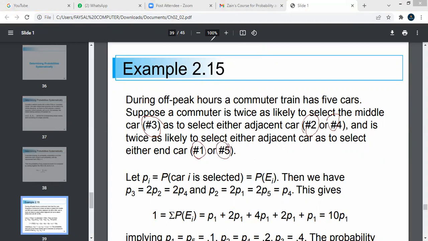Now, this is the interesting one. In this question, we suppose a commuter is twice as likely to select the middle car. If 3 is the middle, there will be 1, 2, 3, 4, 5, so 5 mutually exclusive events. It will be this middle one. The adjacent cars are 2 and 4, and twice as likely to select will be 1 and 5. So this is the setup for my numerical.